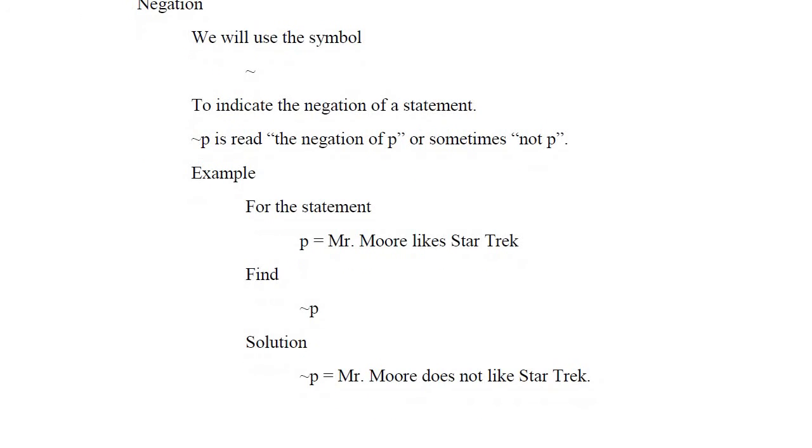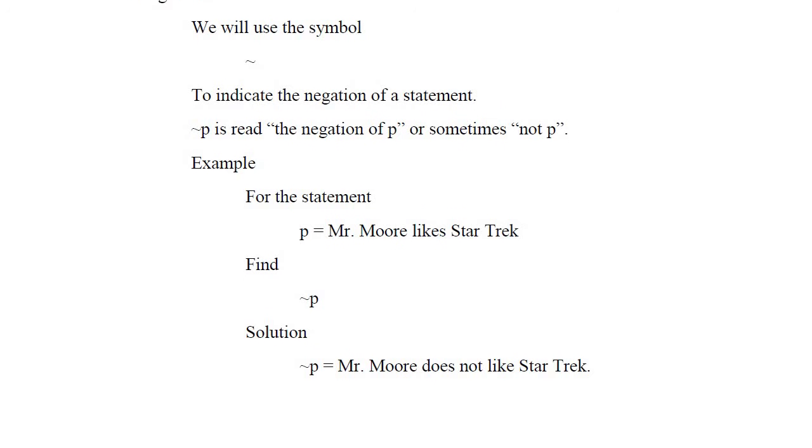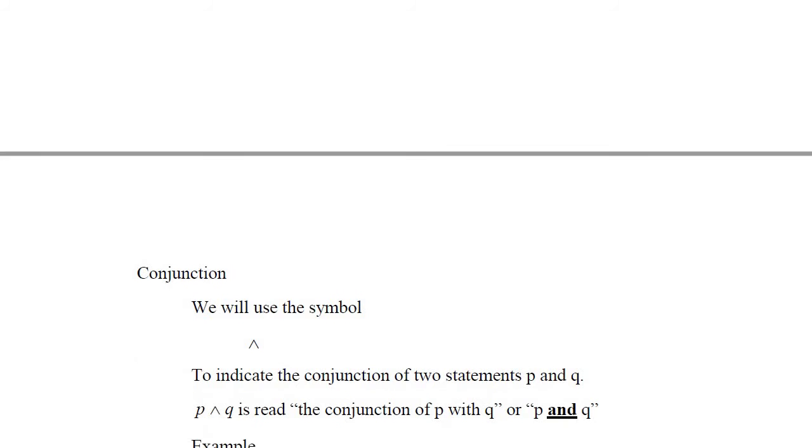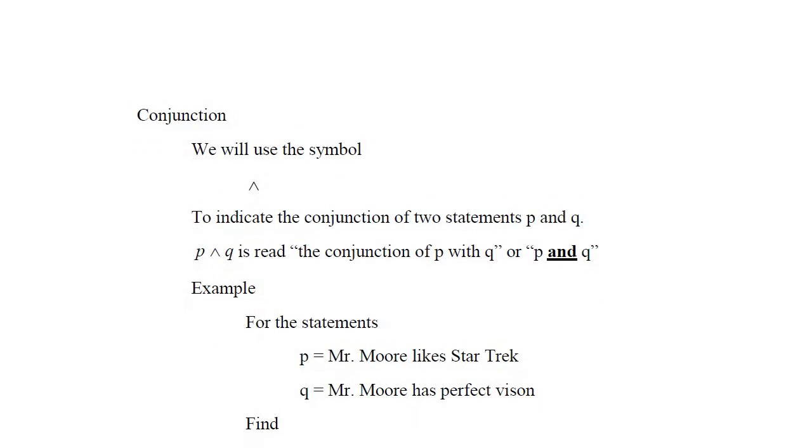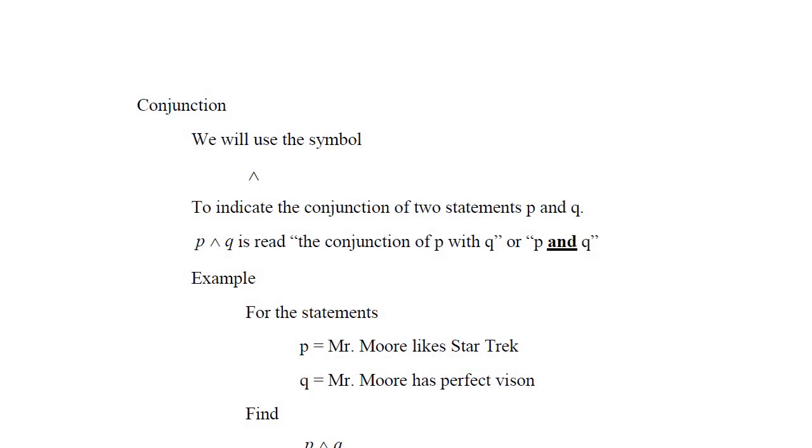So if I have the statement P, Mr. Moore likes Star Trek, then the negation of P would be Mr. Moore does not like Star Trek. We have negated the original statement. Now let's take a look at our next connective, something called the conjunction.